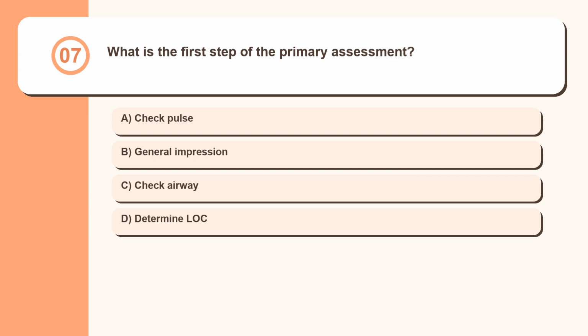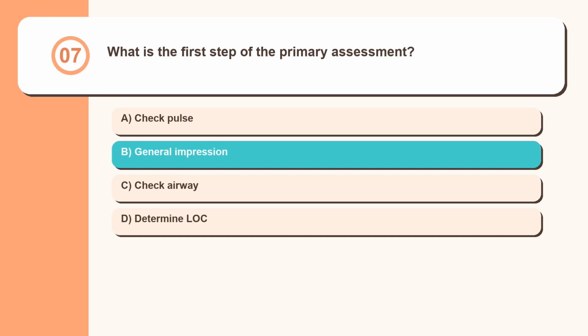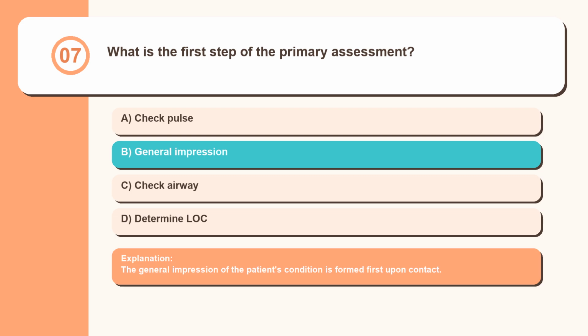Question 7. What is the first step of the primary assessment? Check pulse, general impression, check airway, determine the chief complaint. The general impression of the patient's condition is formed first upon contact.